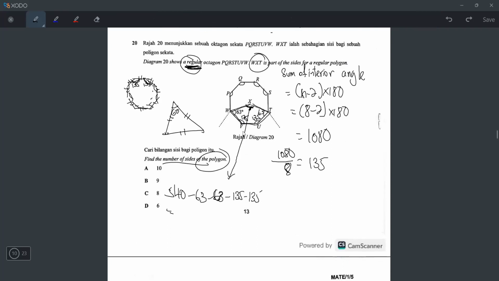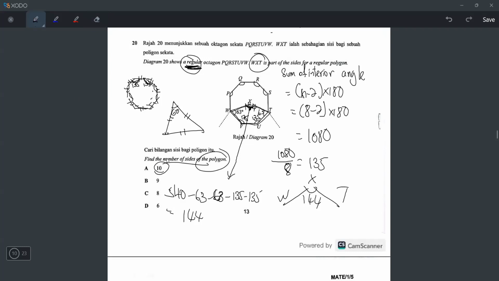So 540 minus all this. So let's go. 540 minus 63 minus 63 minus 135 minus 135. I got 144. So 144 is the value here. So we all now know that the WXT angle is 144. And 144, I think it stands for, I don't know. I forgot already. I memorized it before, but I forgot already. So we have to try one by one.